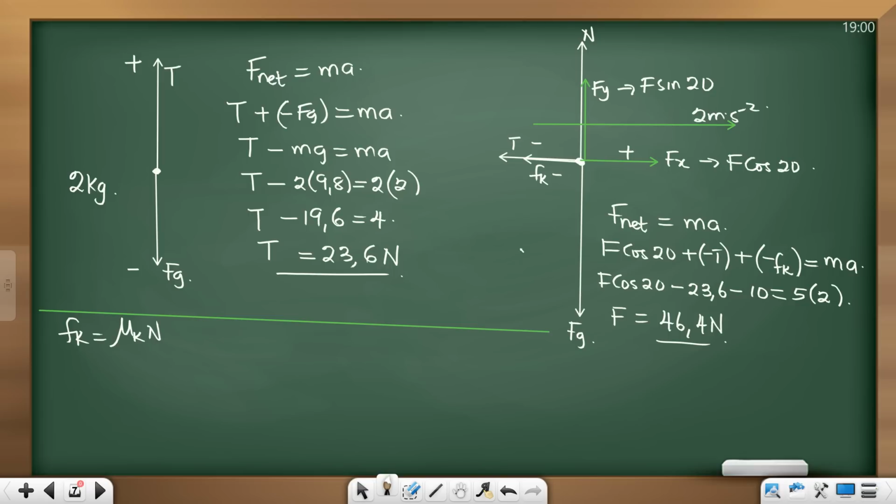Guys, this object is moving horizontally. What does that tell you? The vertical forces are at equilibrium. Is that okay? The object is moving horizontally, so the vertical forces are at equilibrium. Please write that down. It's going to help you. If an object is moving horizontally, the vertical forces are at equilibrium.